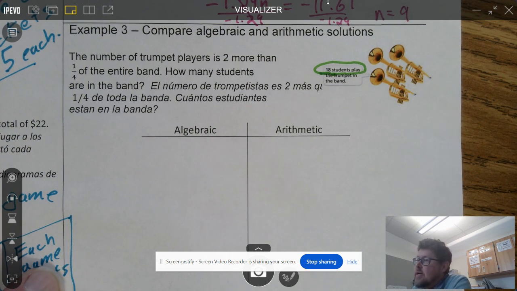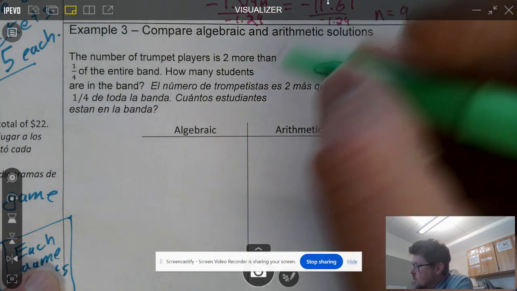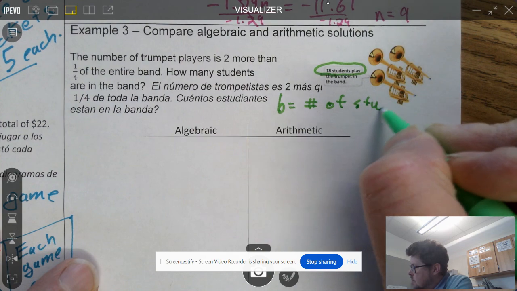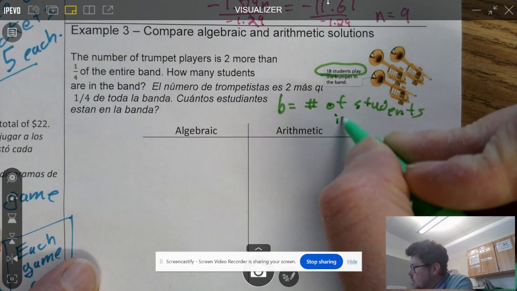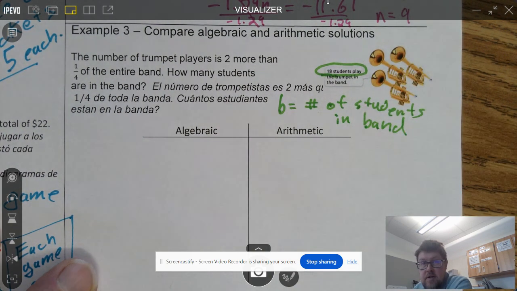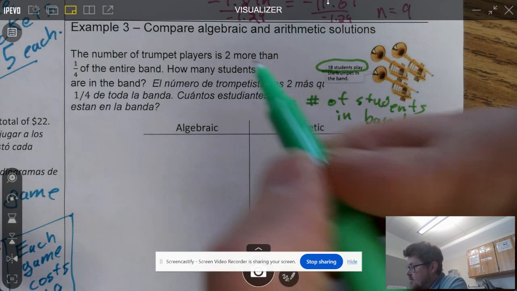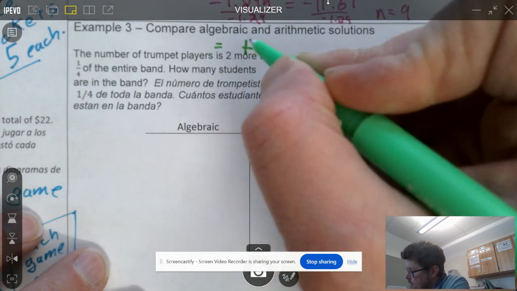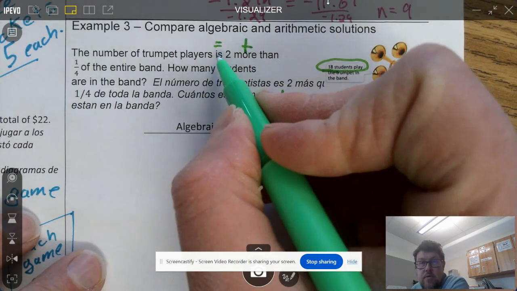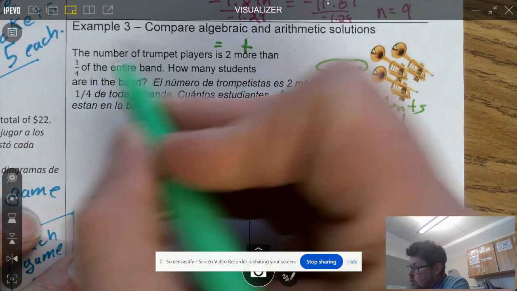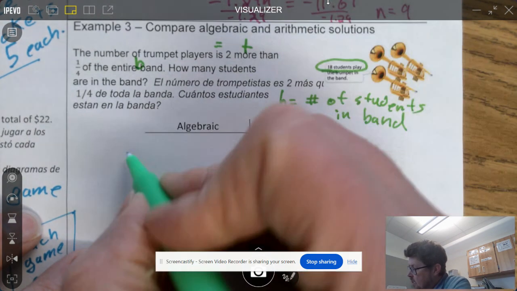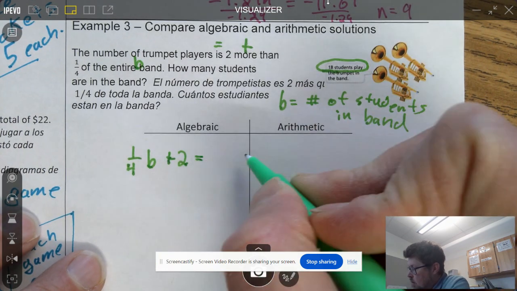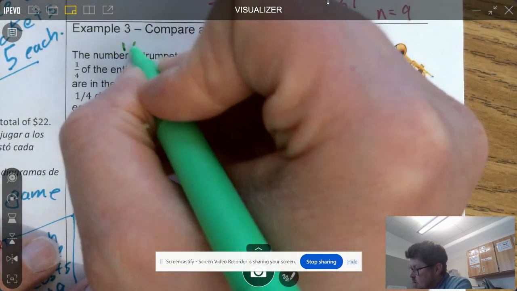So what variable did I use? I think I did B. Okay. So B equals the number of students in band. Okay, so that's our variable. So number of trumpet players is 2 more. Okay. So whenever you see is, that's an equals. 2 more than is plus 1/4 of the entire band, which is B. So we can say 1/4 B plus 2 is equal to the number of trumpet players, which is 18.